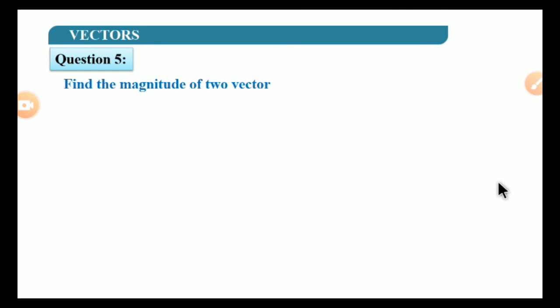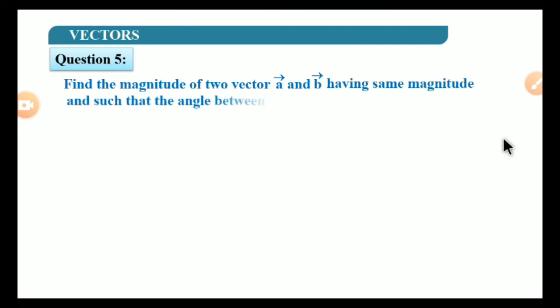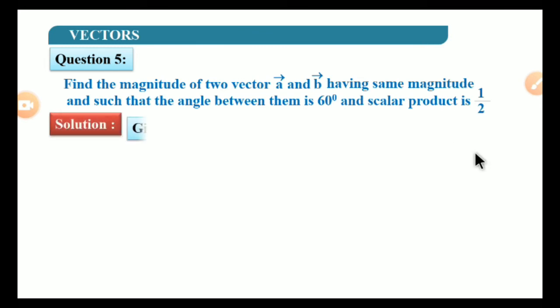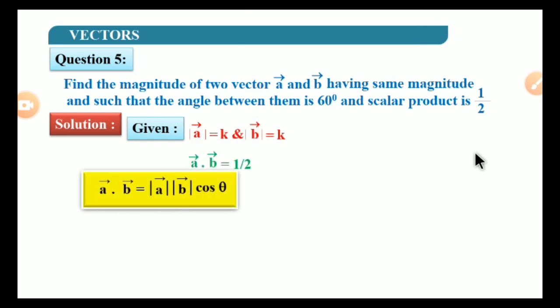Now the question number 5. Find the magnitude of two vectors A and B having the same magnitude and such that the angle between them is 60 degrees and the scalar product is 1 by 2. Given data that we will be writing here.